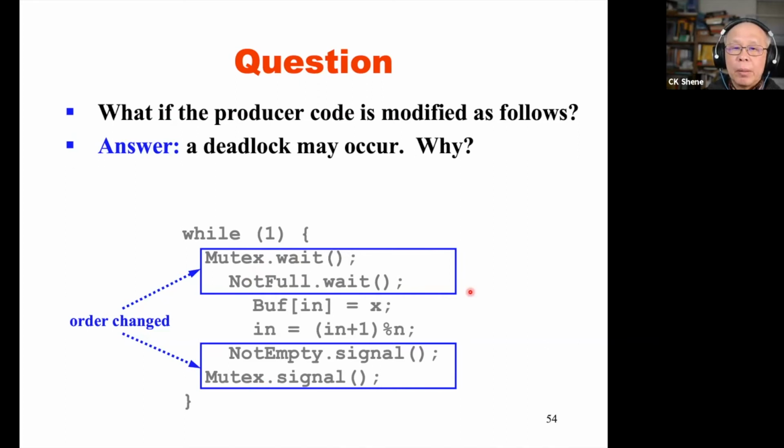Please think about it. The answer is you could immediately get the deadlock. So please use an execution sequence to generate a deadlock from multiple producers and multiple consumers. And you may just use a buffer of size 1, that is, the buffer has only 1 slot. Okay, please do it as an exercise.